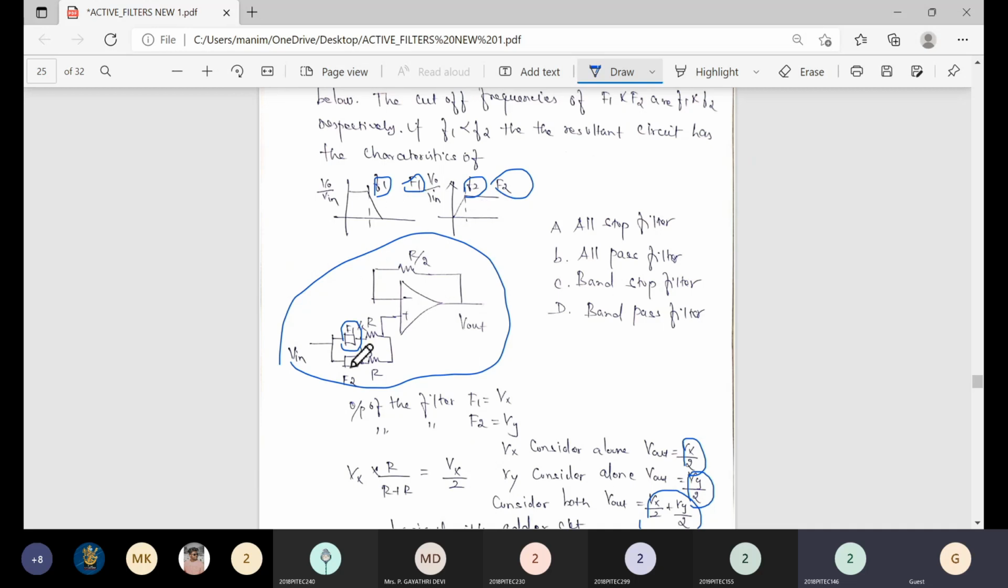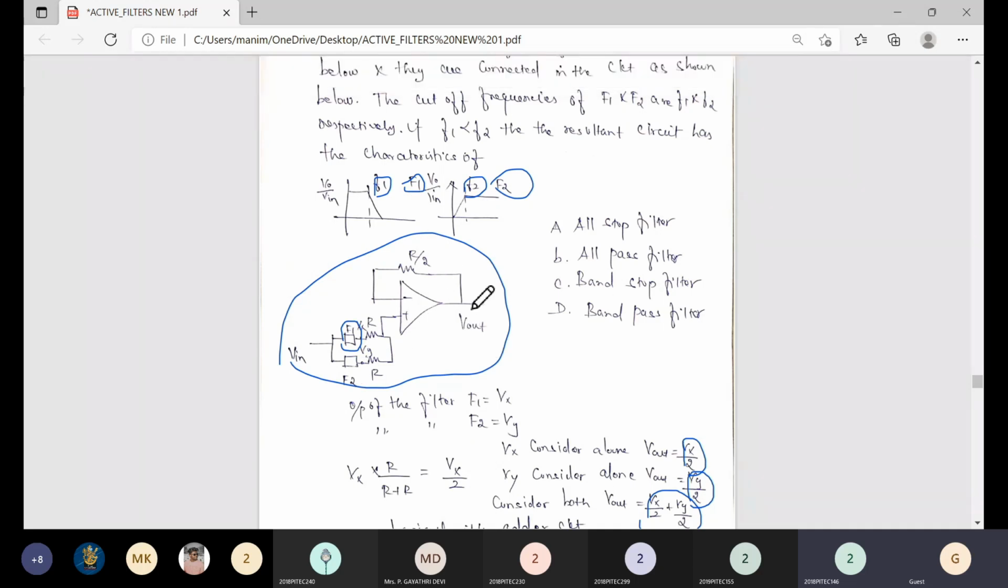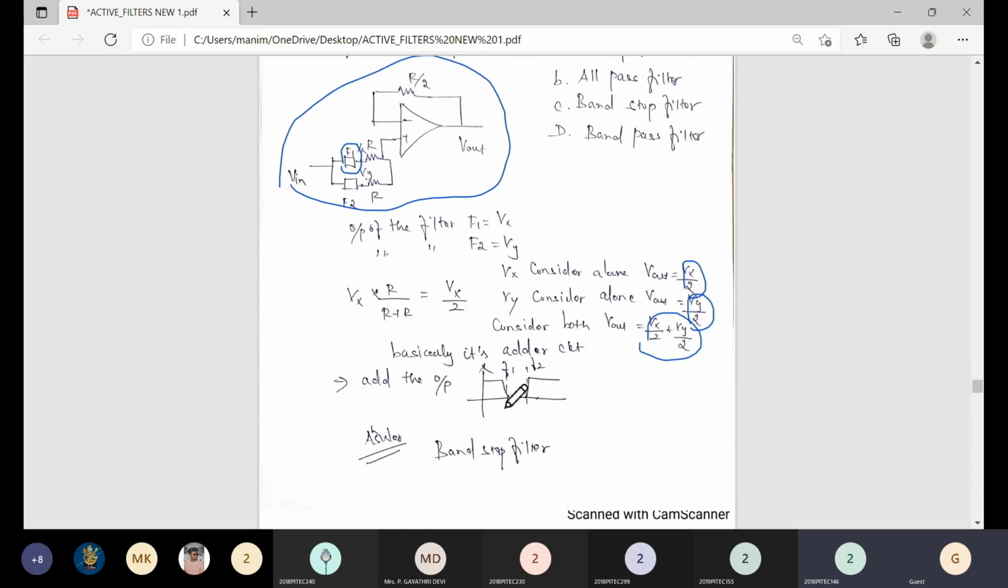First we find which circuit this acts as. It is the adder circuit, and adder circuit means you just add the filter responses. So F1, F2. This is for the low pass filter, and this is for the high pass filter. We combine these two, so we'll get the frequency response. So what is the frequency response of this filter?